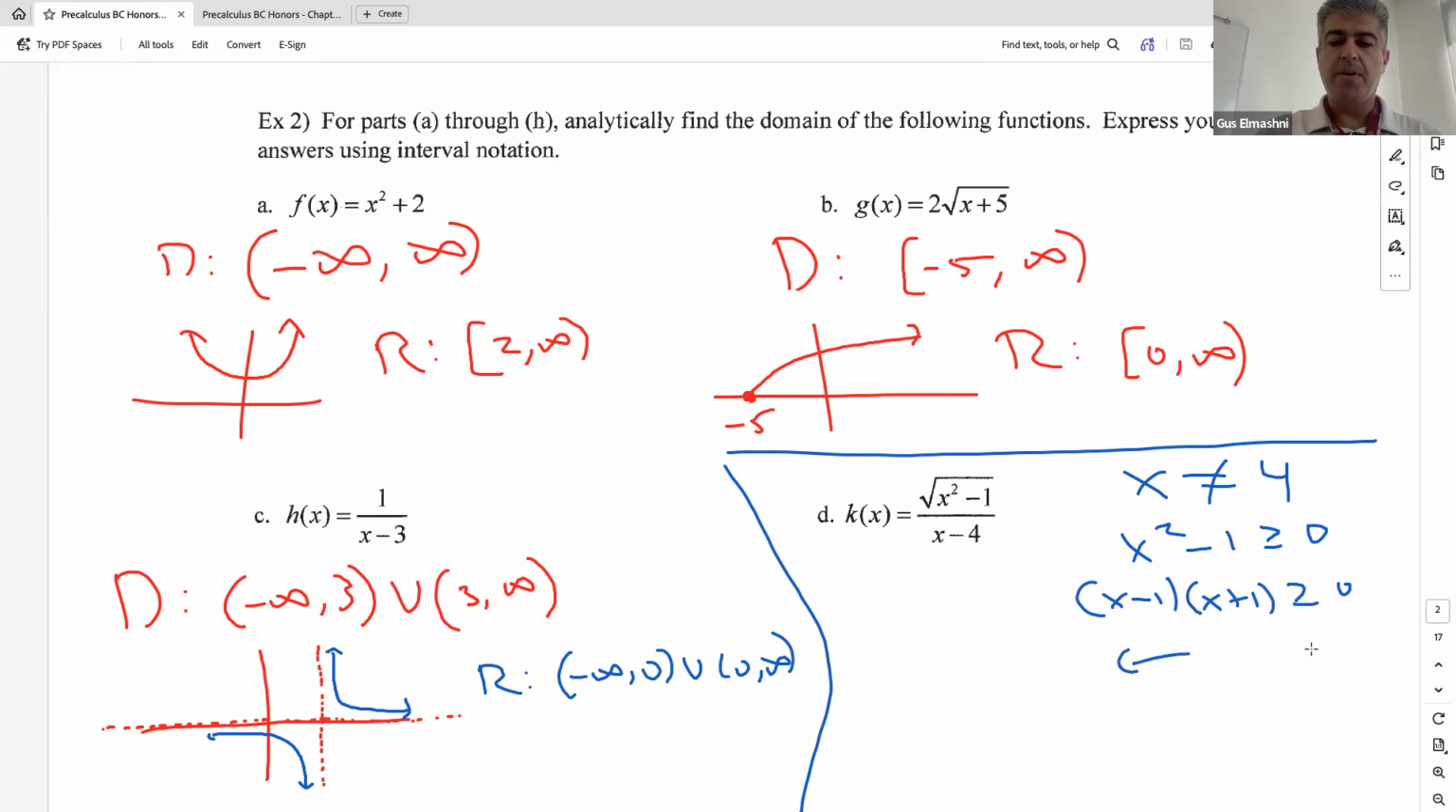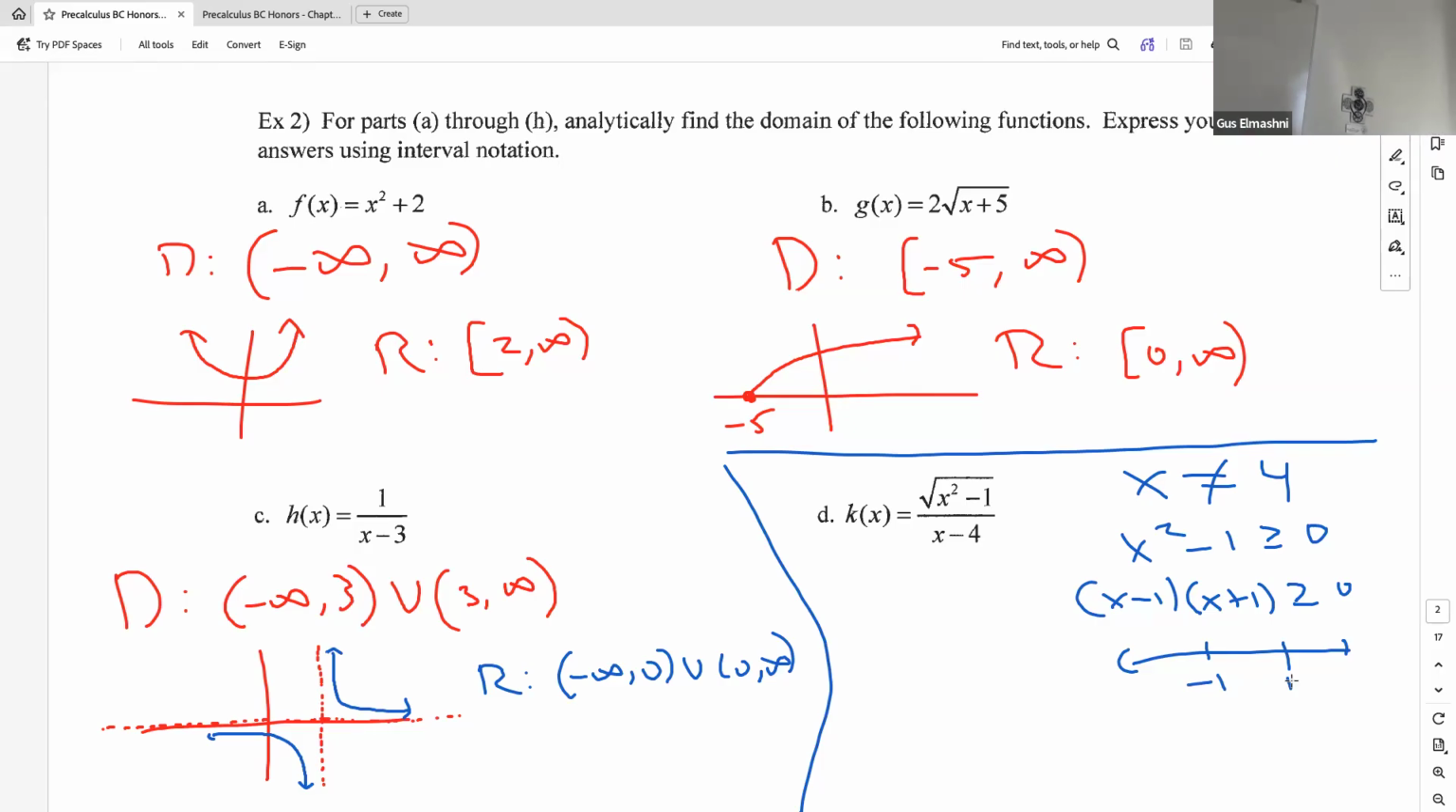Whenever it's a non-linear inequality, I strongly recommend you get all terms on one side and do some factoring. So -1 and 1 are what I call my critical points because they make the expression 0. I have two partitions, but I have three intervals: an interval larger than 1, between -1 and 1, and less than -1.